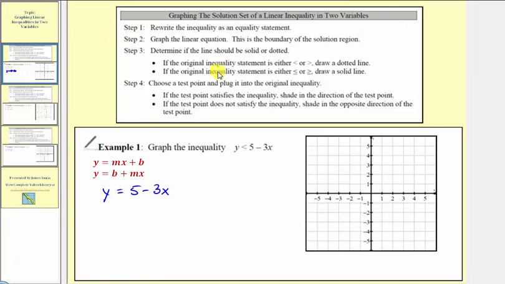But also looking at step 3, we need to determine if the line should be solid or dotted, sometimes called dashed. And this is based upon the original inequality symbol. If the original inequality symbol is less than or greater than, we draw a dotted or dashed line. If the inequality symbol is less than or equal to or greater than or equal to, then we draw a solid line. A dashed line indicates a line is not part of the solution. A solid line indicates that the line is part of the solution. So notice our inequality symbol here is less than, and therefore we will have a dashed or dotted line.